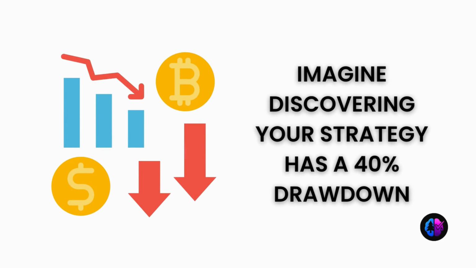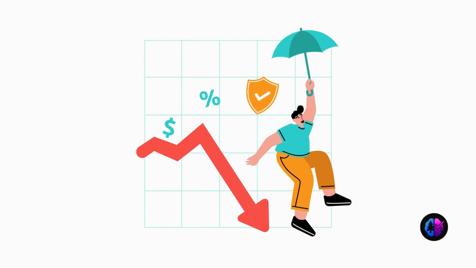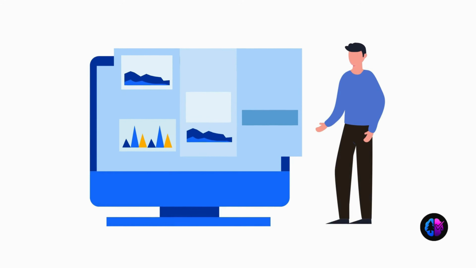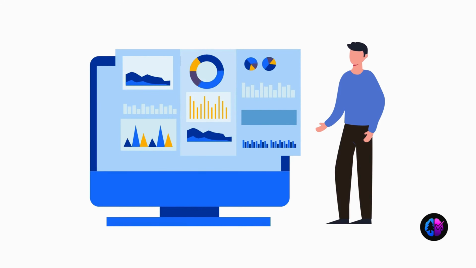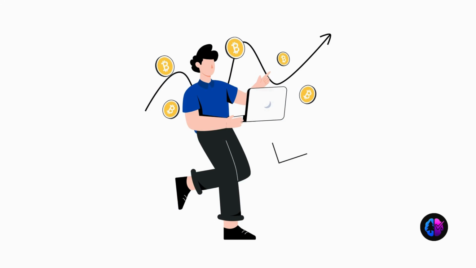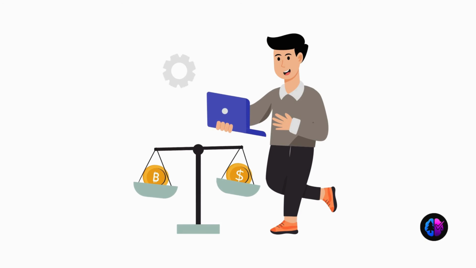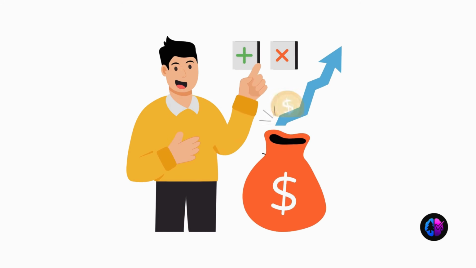Imagine discovering your strategy has a 40% drawdown before risking real capital. Backtesting saves your account from catastrophic losses. This is your safety net, your reality check, your survival tool.